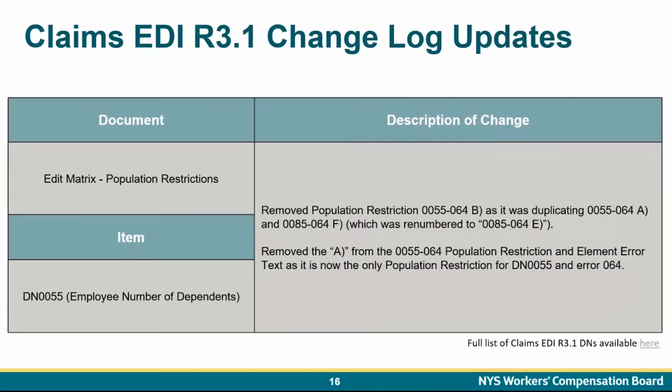55064B. As we discovered, it was actually duplicating another population restriction, the 64A and 64F. So we've now removed the A from the population restriction and the element error text, as it's now the only population restriction for DN 55 and error 64. So again, because we had an A and a B previously for that, and since we removed B, it now just reflects as a population restriction. We removed the lettering for this one.